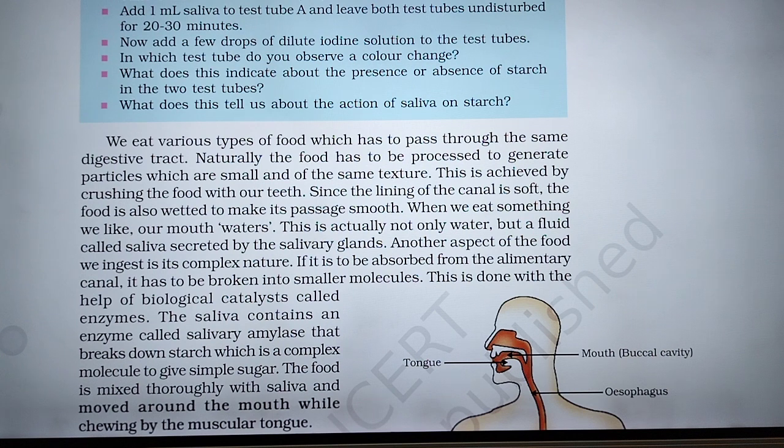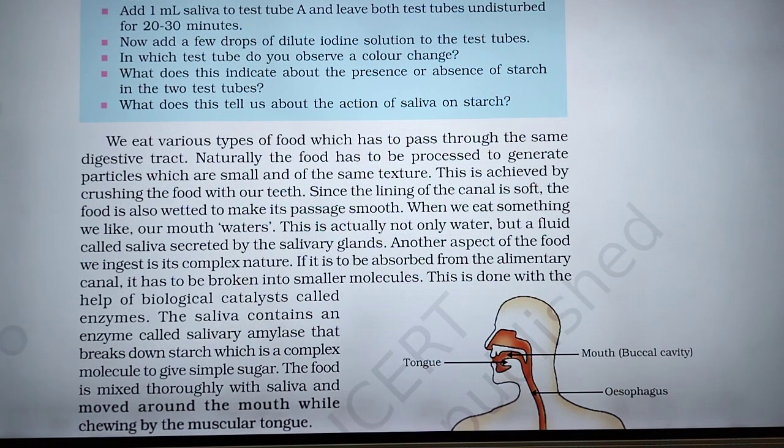When we eat something we like, our mouth waters. This is actually not only water but a fluid called saliva, secreted by the salivary gland in the mouth.